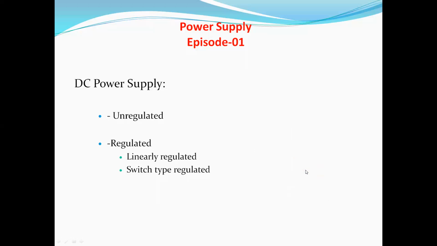The output of the regulated power supply is very stable. Regulated power supplies are of two types: linear regulated power supply and switch type regulated power supply, or SMPS. The linear regulated power supply: with an unregulated power supply, if we connect a regulator IC like 7812, 7912, 7805, etc., we can get a regulated linear output.